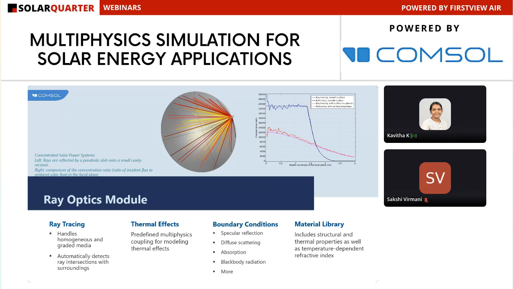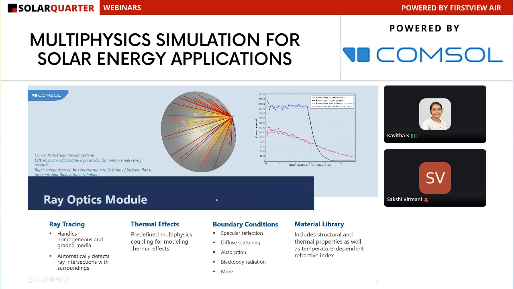So, for modeling the solar concentrator, ray tracing will be required, where we will consider solar energy in the form of rays. We can track those rays whenever they are incident on the parabolic surface. We will consider the thermal effect. We can apply appropriate boundary conditions specifying how the rays will interact with different boundaries, whether they will undergo specular reflection, diffuse scattering, or absorption. In order to use appropriate materials, we also have a wide material library.